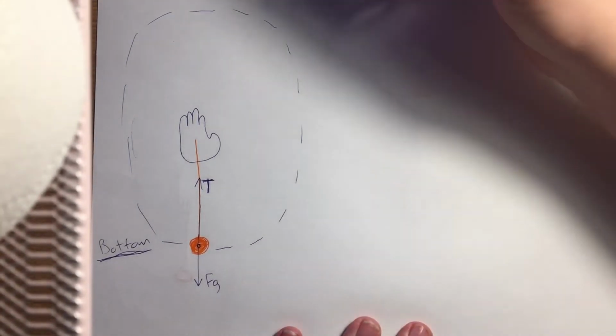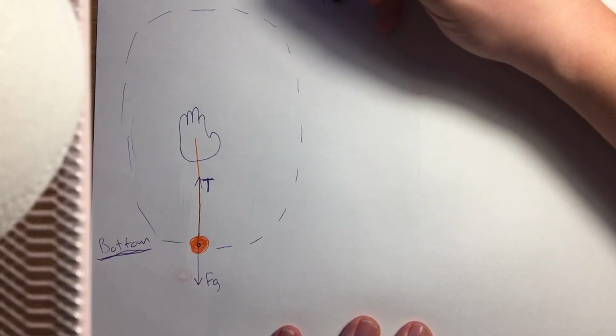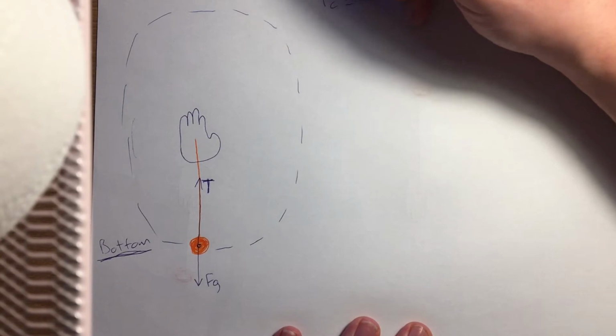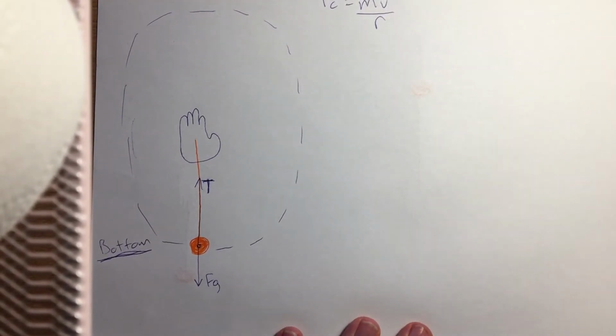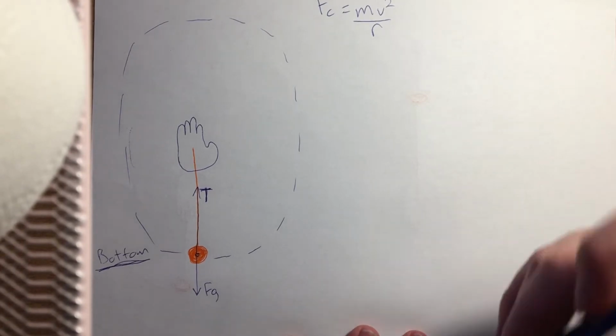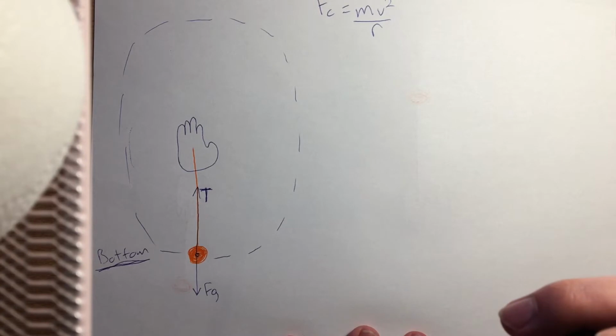So remember, the equation we work with all the time for centripetal force is Fc, force centripetal, equals mv squared over r, right? So, what do you guys think the centripetal force would be in this case? Remember, centripetal force can be any combination of forces. Centripetal force is the net force towards the center of the circle. It could be one force, it could be multiple forces.